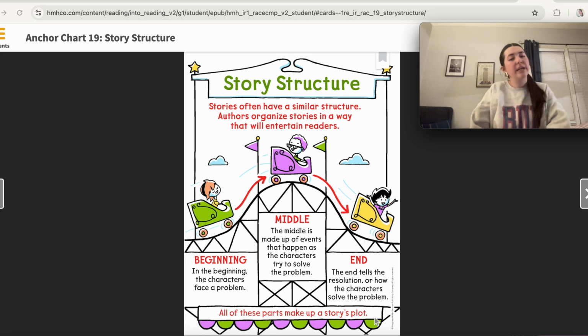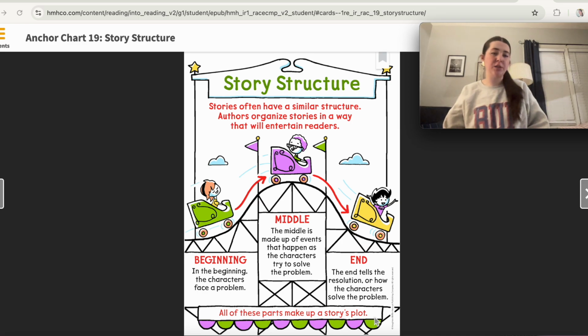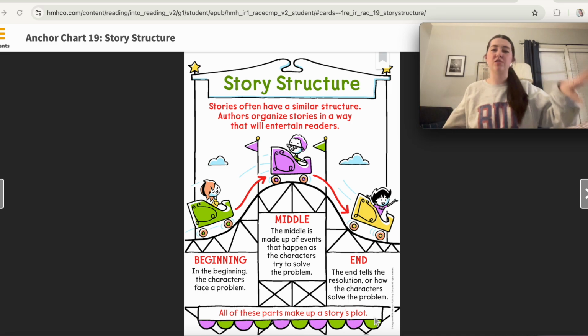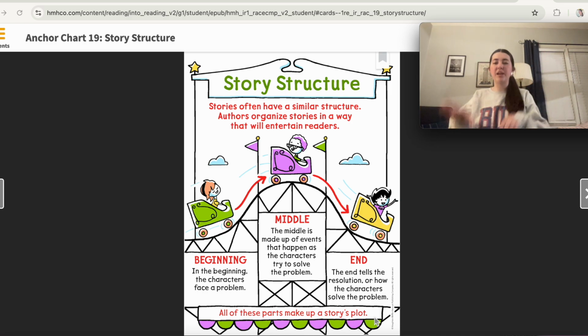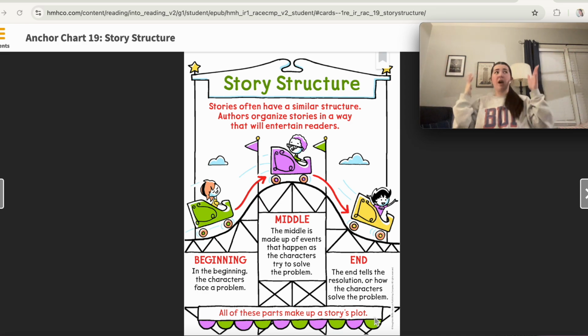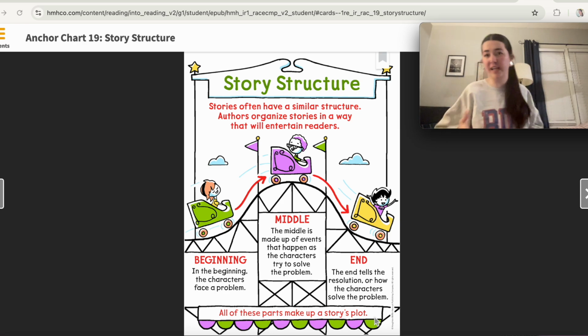So stories have a very similar story structure. Authors organize stories in a way that the purpose is to entertain readers. So in the beginning, they are kind of at the bottom of the roller coaster. In the beginning of the story, the characters are facing a problem. So you think if you're on a roller coaster, you're looking up at the hill and you're like, oh, we've got a problem. We've got something ahead we've got to get over or get through. That's the beginning of the story.